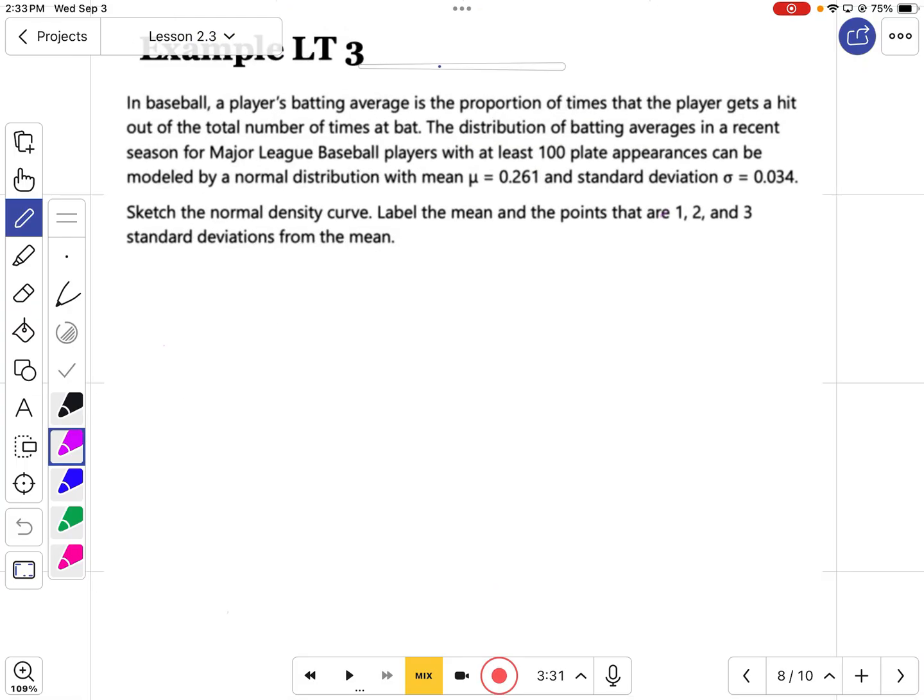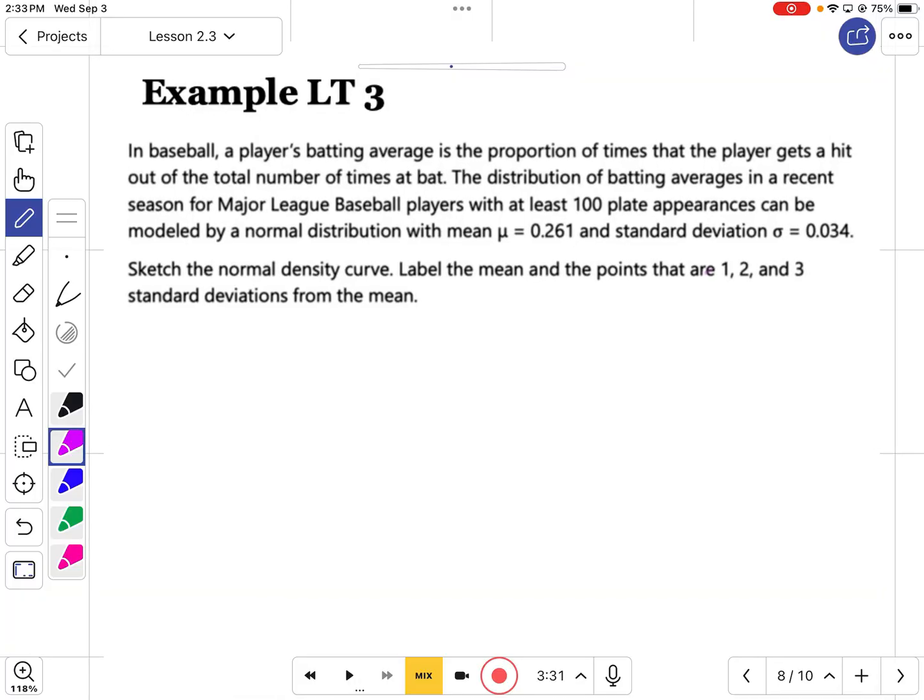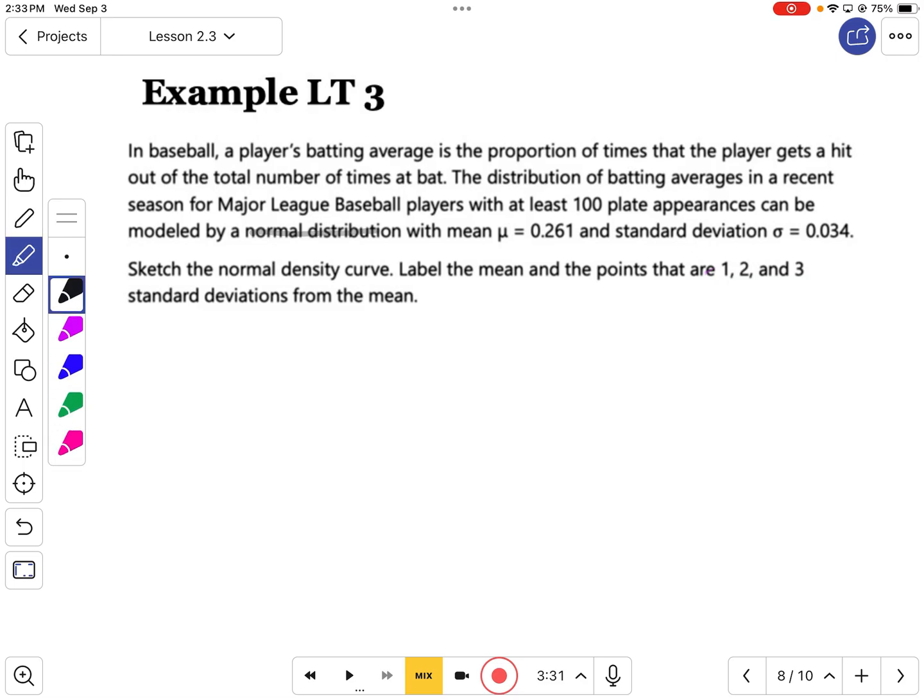Again, the bad part about this is that it's got a lot of words. So let's look at what's important. It's talking to me about baseball players and their batting averages. I look through all the words, and then I see some that I know: normal distribution. That means I'm going to make that bell-shaped curve. It tells me the mean is 0.261. I'm going to need that. It's going to go in the middle. Then it tells me the standard deviation is 0.034.